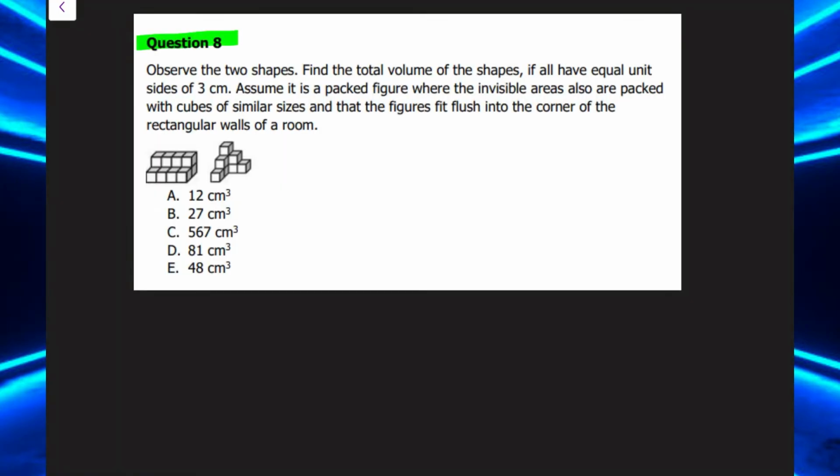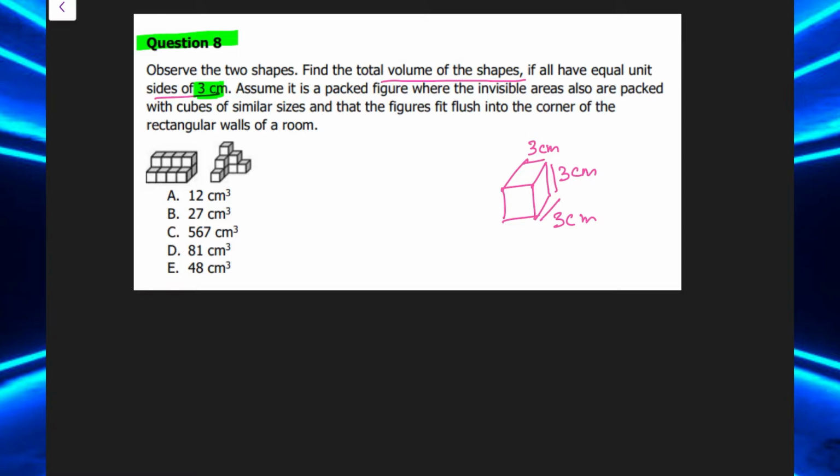We are on to question number 8. Very interesting problem. Observe the 2 shapes. The 2 shapes are given over here. Let me remove that. Find the total volume of the shapes if all equal units have the size of 3 centimeter. Now this is important, you must remember each cube that is used has side lengths of 3 centimeter. Each of the sides is 3 centimeters. Usually in all these questions, the sides are 1 centimeter, but they have purposely changed the size to 3 centimeter to confuse the students. Do not get trapped by this.